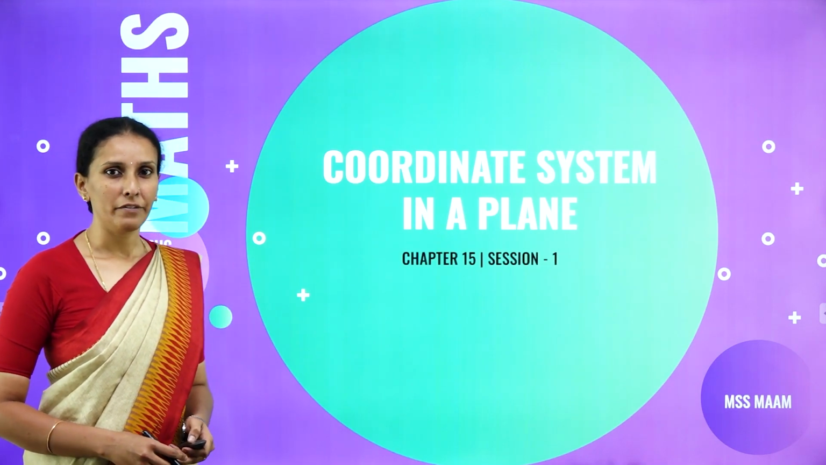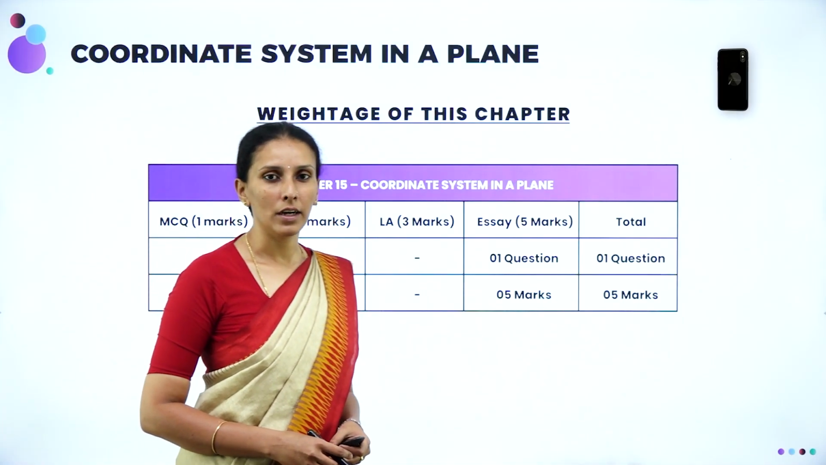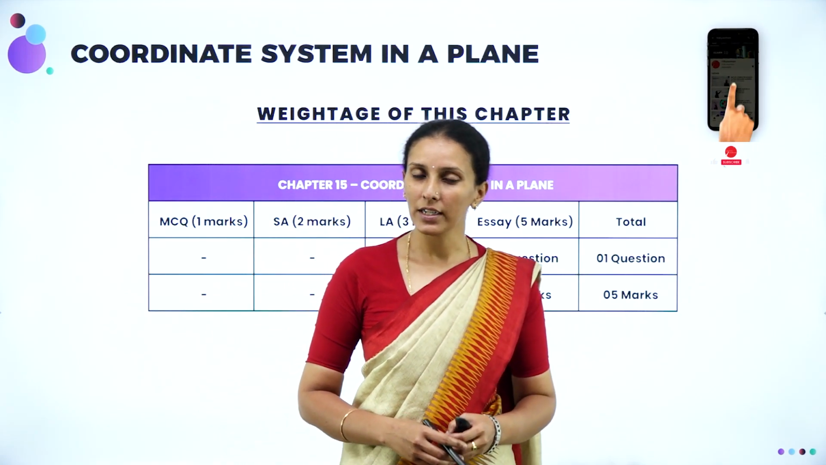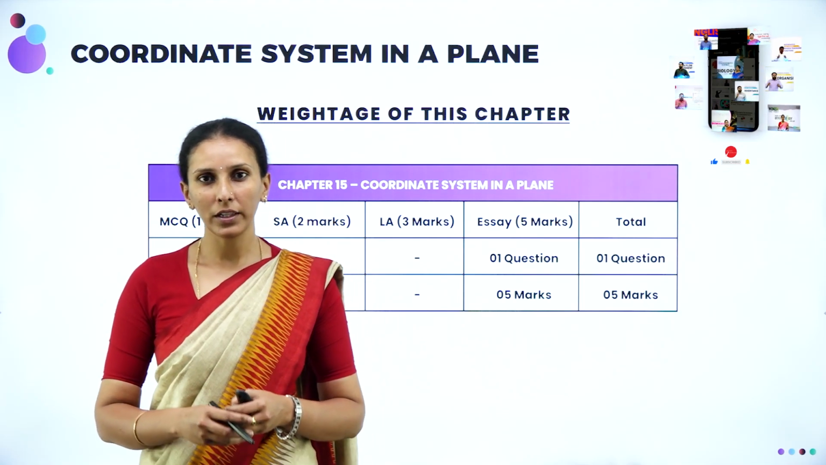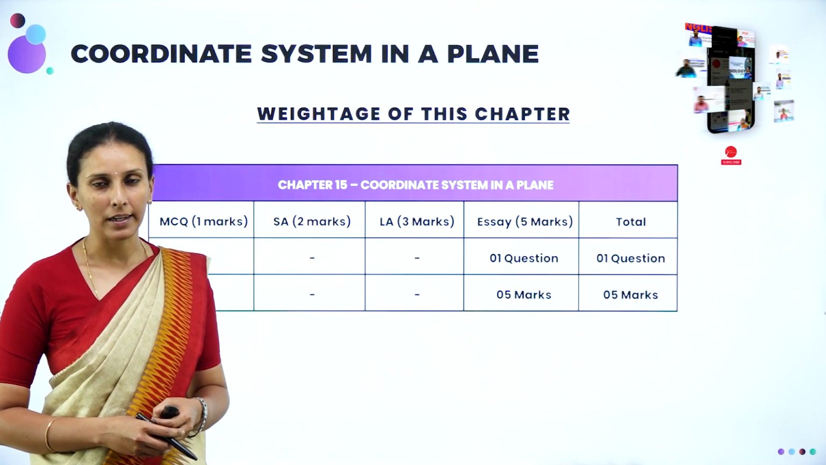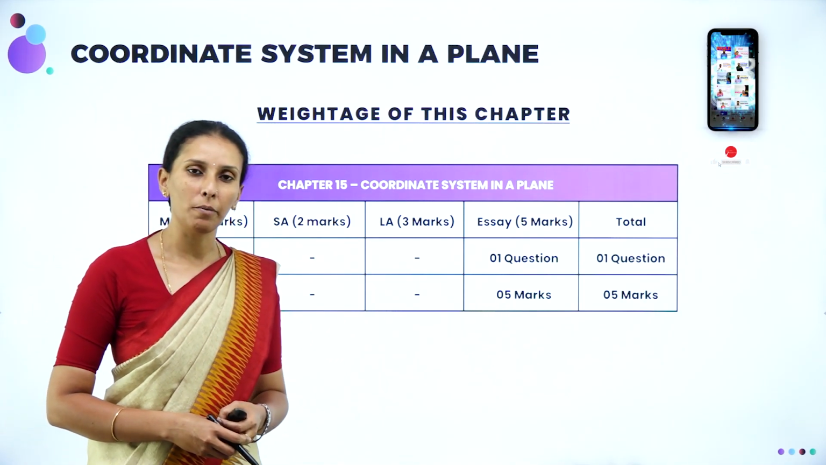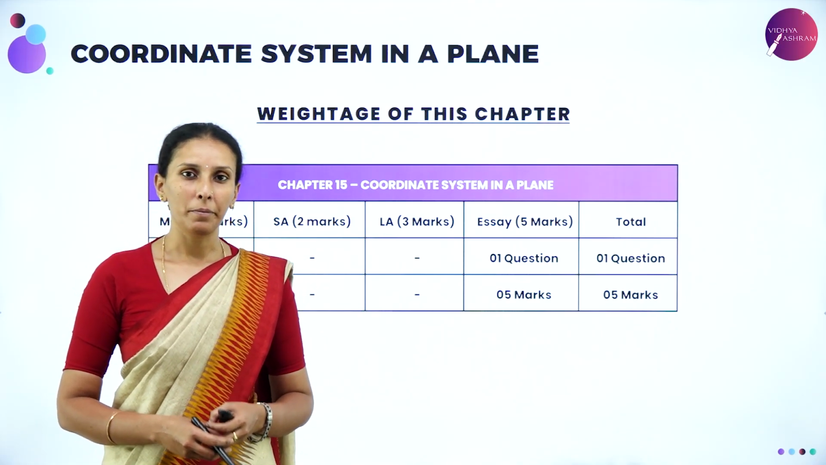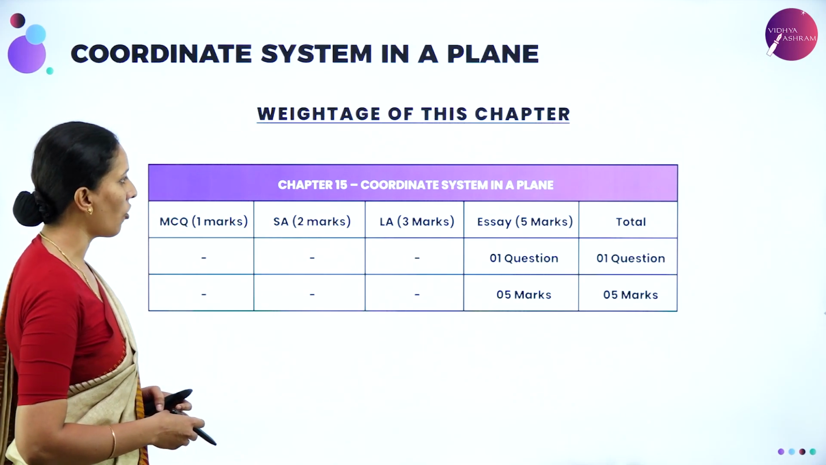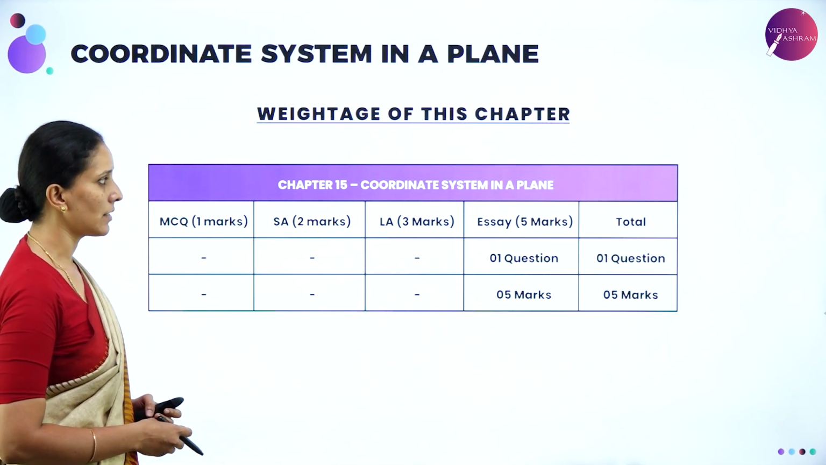So we know how to denote the coordinate points in a coordinate system in a plane. So using the concept of denoting the points, here we are going to calculate the distance formula, section formula and area of a triangle whenever 3 points are non-collinear. But before that, let us see the weightage of the chapter coordinate system in a plane.